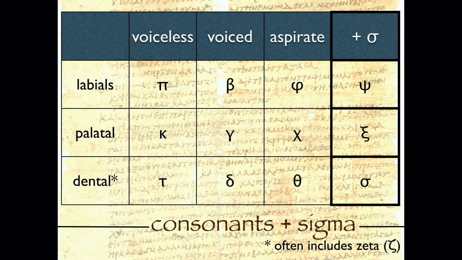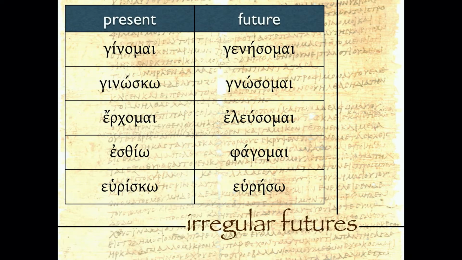This is very common, very regular. There's also, of course, some irregular futures along the way. And some of these are best learned as their own vocab words. And some of them you'll be able to kind of catch what's going on here.